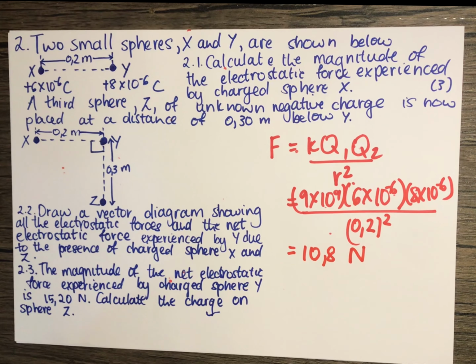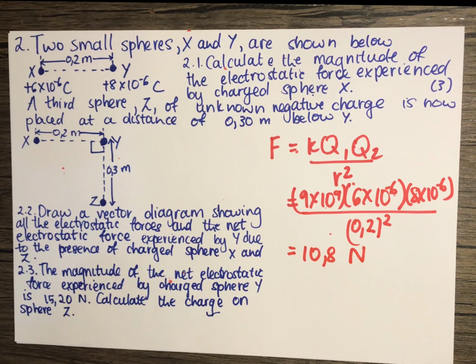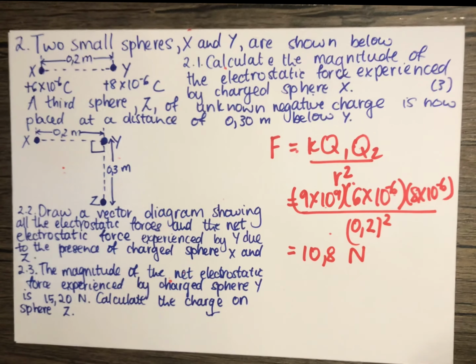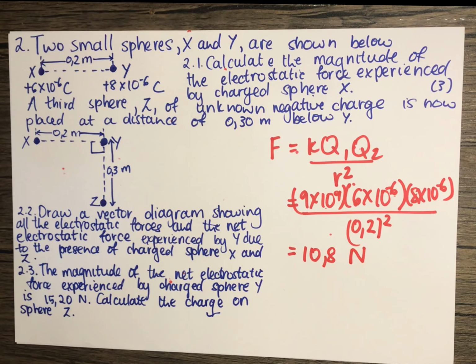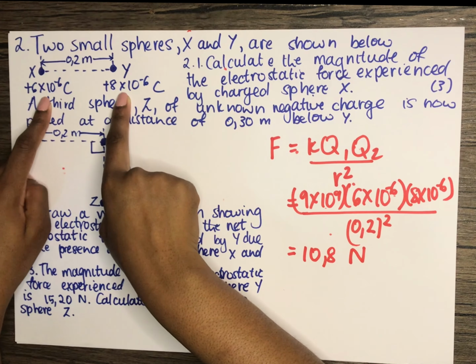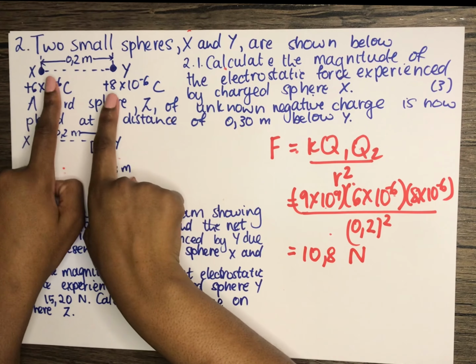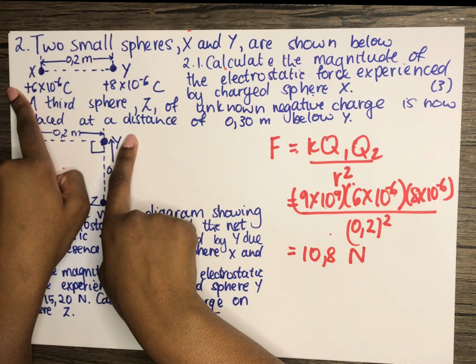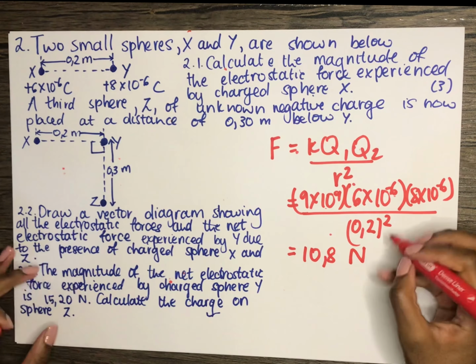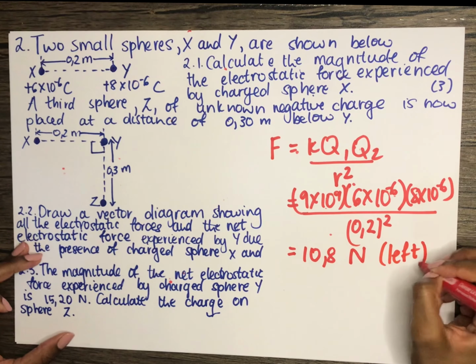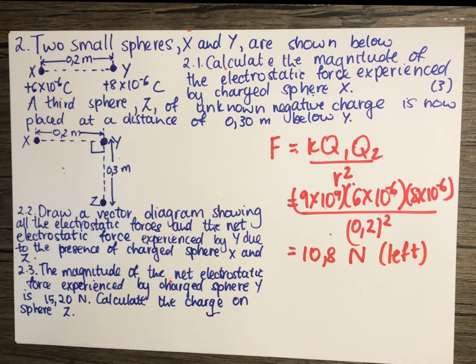But now they've been specific to say the magnitude of the electrostatic force experienced by charge X. If they had said calculate the electrostatic force experienced by sphere X, then you'd also have to indicate the direction, right? So remember we discussed the direction before in the previous question. We said you have two like charges, they repel each other, which means X would move to the left due to sphere Y. So I'm just going to put it in brackets because for this question, it is not necessary to indicate the direction, right?